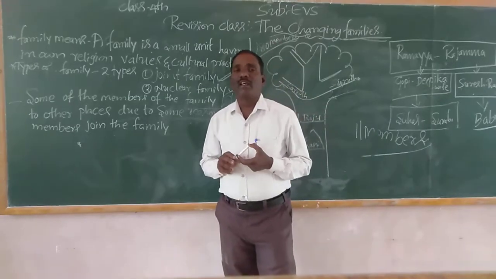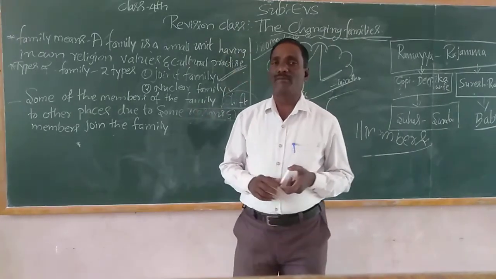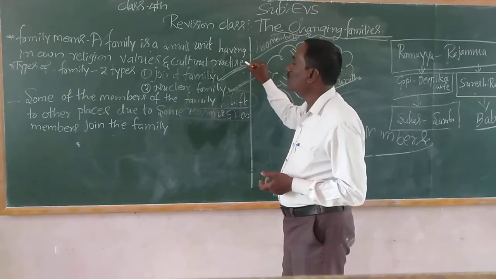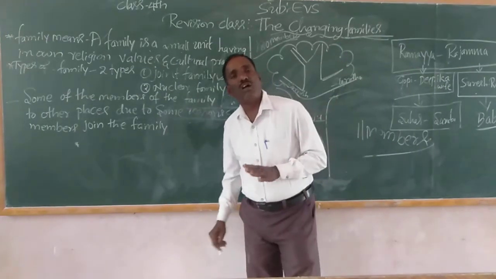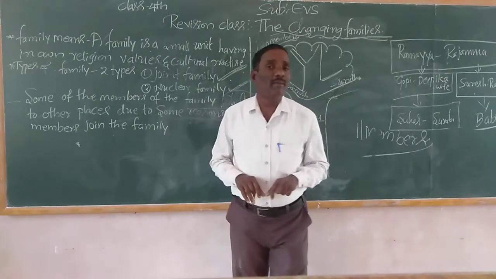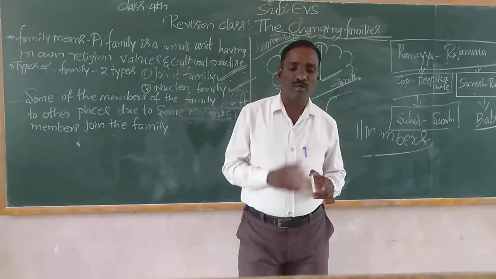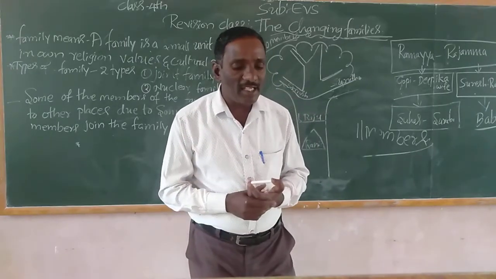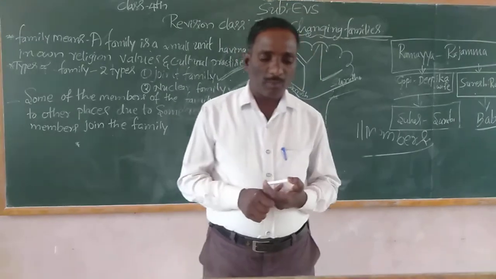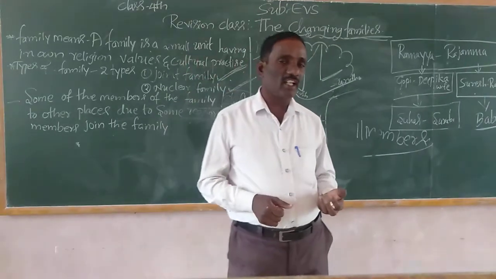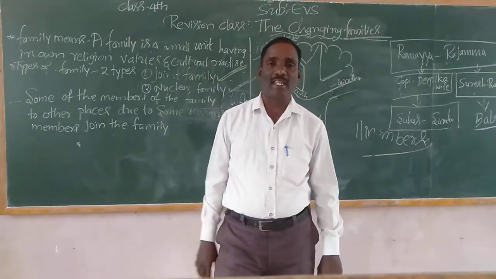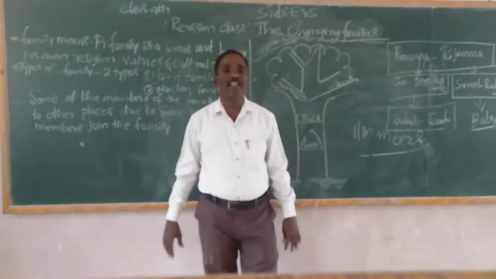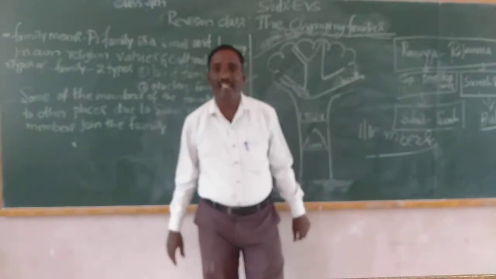It is a joint family. Below 5 members of the family, it is called a nuclear family. Joint family is called avibhakta kutumba. Nuclear family is called vibhakta kutumba, small families. Because of misunderstanding, non-cooperation, inequality in work distribution, new recruitment, etc., big families change into small families, nuclear families. In modern days, all big families, giant families divide into small families.